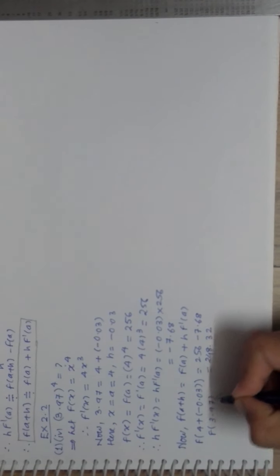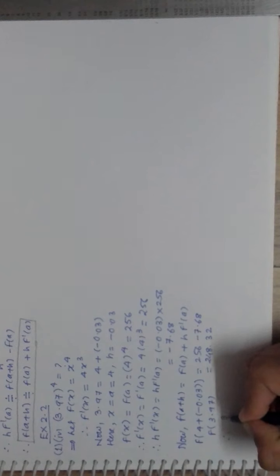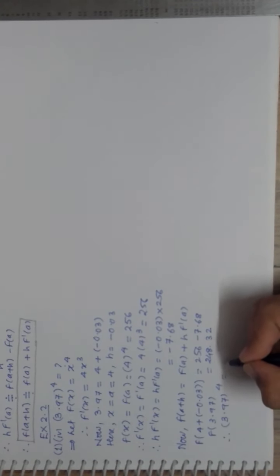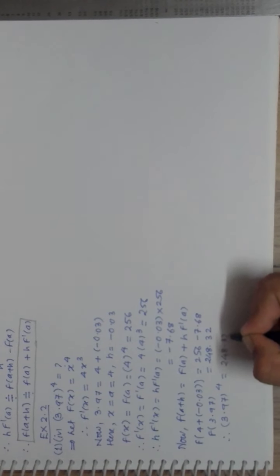Okay, so this is your function of 4 plus minus 0.03, this is your 3.97 only, no? Yes, so function of 3.97 is defined as x raised to 4. So x raised to 4 means 3.97 raised to 4 is your 248.32. Just let me check. I think there is some problem here. Let me check it. No, I think it is correct, because 3.97 is nearly 4 raised to 4, no? Yeah, 4 raised to 4 means it will come nearby 256 only. So yes, it is correct.